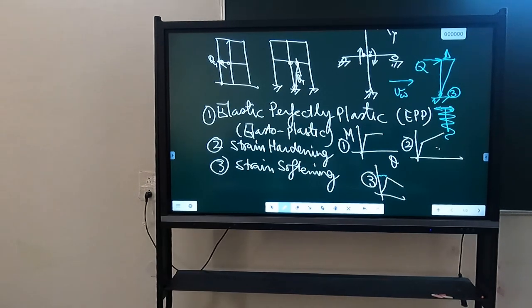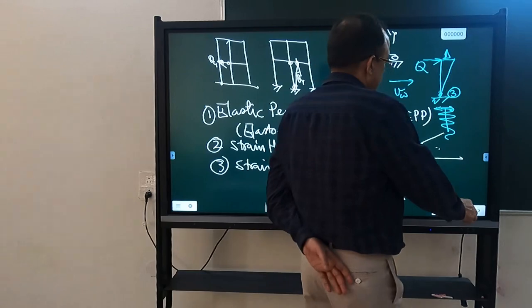In the case of wind, due to the direction of force in the wind direction, the force acting on the building will reach up to its capacity and the structure may yield. But in case of earthquake, due to reversal, the structure will behave in both directions.